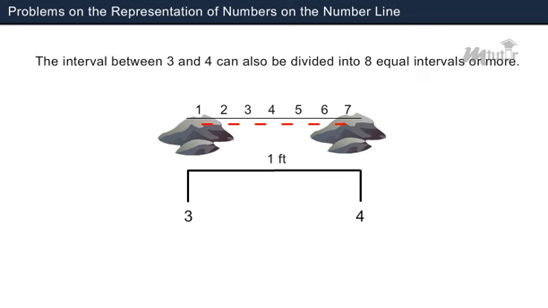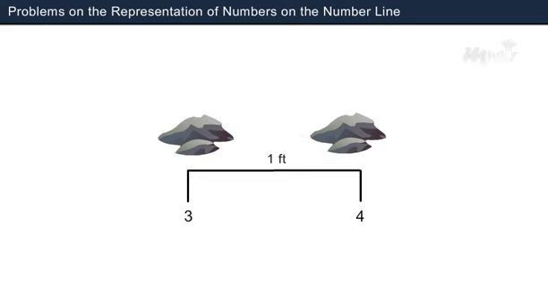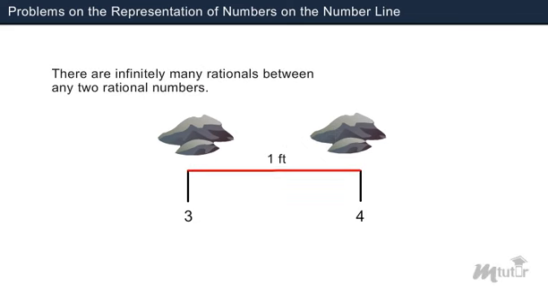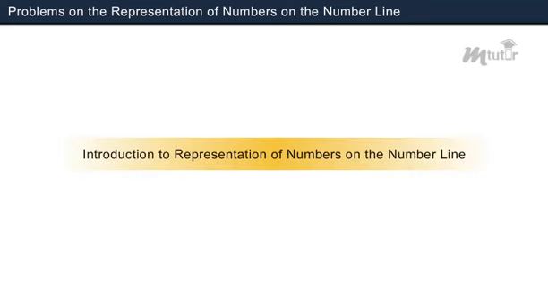Observe that, the interval between 3 and 4, can also be divided into 8 equal intervals, or more. By representing on a number line, can you guess the maximum number of rational numbers that can be found between any two integers? Since there are infinite points between any 2 points on a number line, we could say that there are infinitely many rationals between any two rational numbers. Friends, hope this makes it clear about the representation of numbers on the number line.